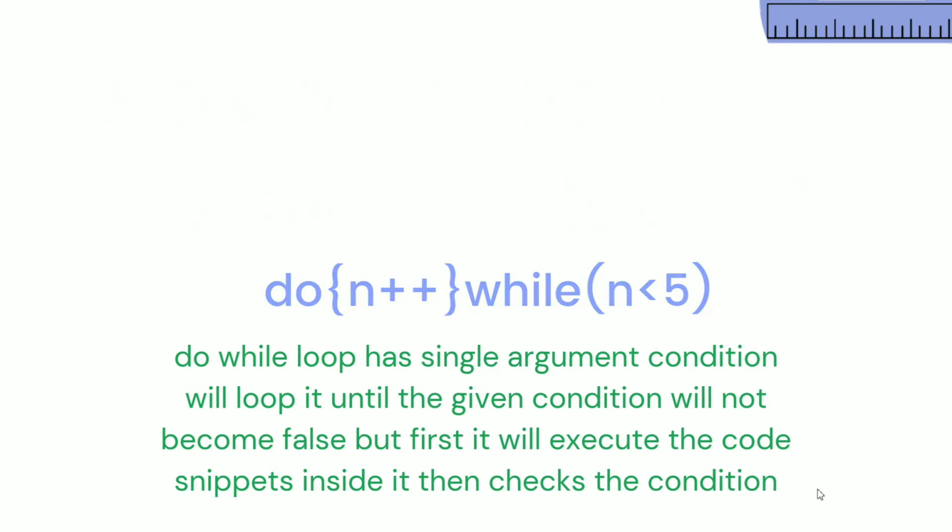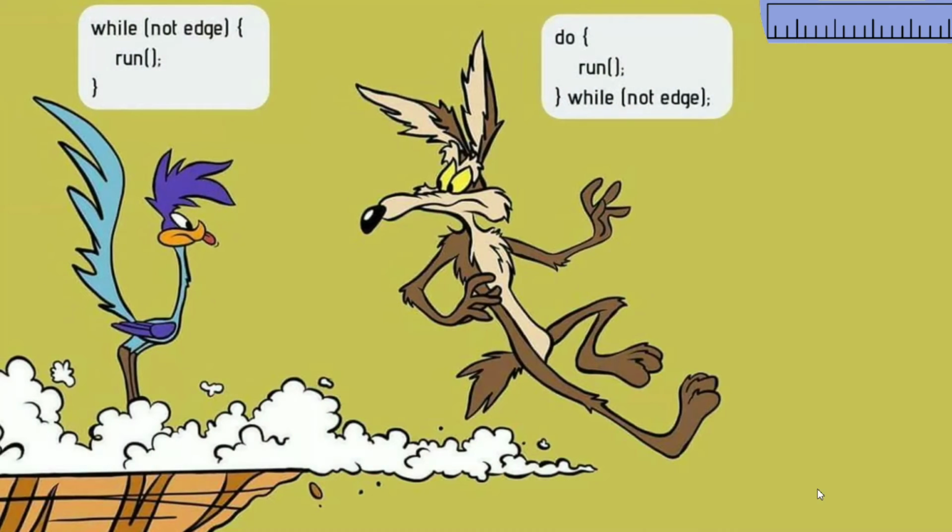Here you have the while, and you have the do while. Here you have the perfect illustration of the cock and the fox. Here the fox represents the do while, and the cock represents the while.